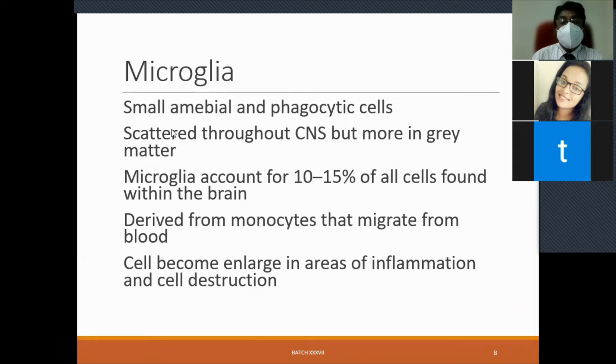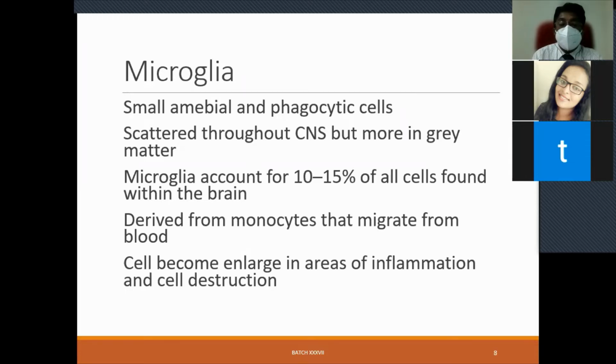You can see that oligodendrocytes also cover the myelin sheath. Then the next one is microglia. Microglia are small amoeboid and phagocytic cells. So this is a kind of phagocytic cell. And microglia are scattered throughout the central nervous system, but more in gray matter.